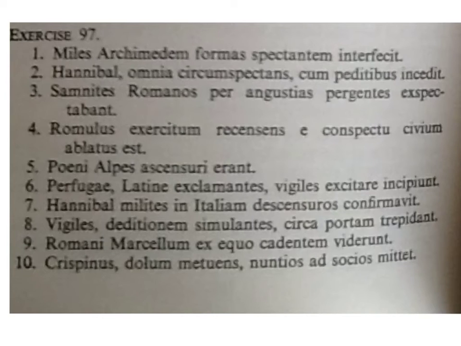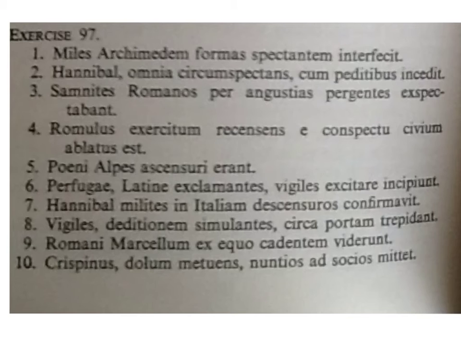Perfugae, Latine exclamantes, vigiles excitare incipiunt. The deserters, Latine exclamantes, the antes tells us that we've got a present participle here. Shouting out, exclamantes, there's our present participle. Shouting out in Latin, incipiunt, are beginning to wake up the guards. Exclamantes is the present participle. Incipiunt is going to be the present form, third person plural. The deserters, shouting out in Latin, are beginning to wake up the guards.